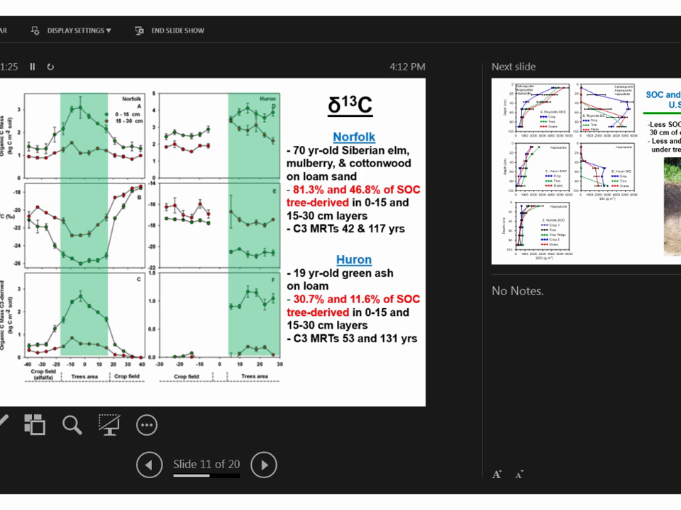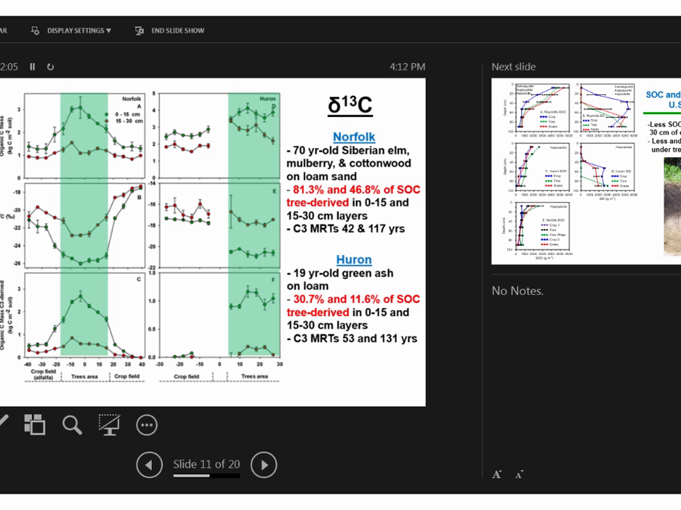We have data here from just two of the sites, Norfolk and Huron. The result at Norfolk is that in the 0 to 15 centimeter layer, 81% of the carbon beneath the windbreak is from trees. In the 15 to 30 centimeter layer, it's 46.8%. And the residence time of that carbon is 42 to 117 years. So it's also quite stable, which is consistent with organic material from woody sources. And that's a 70-year-old windbreak being sampled.